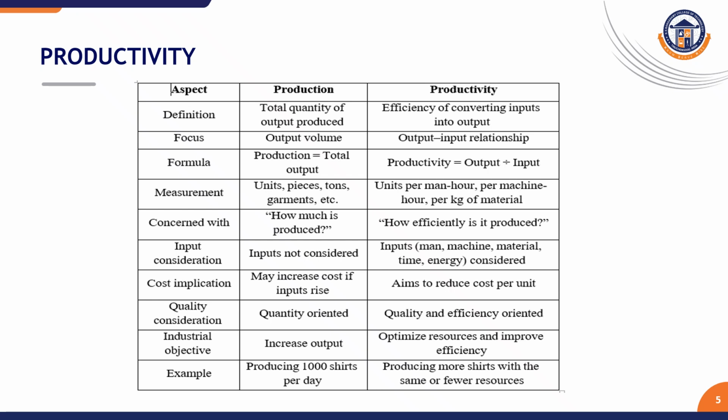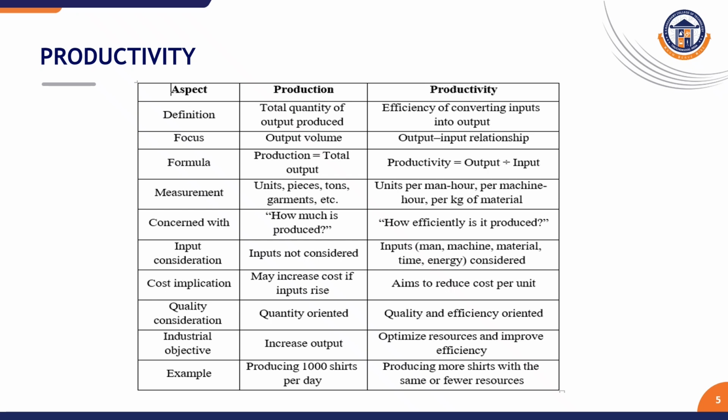Now, let's compare. Many times students get confused between production and productivity. So what is production and productivity? Let us go step by step, because this is mainly for the students who always mix up both of these. Production, as per definition, is the total quantity of output produced. Productivity is the efficiency of converting inputs into output. So this is the definition part of it.